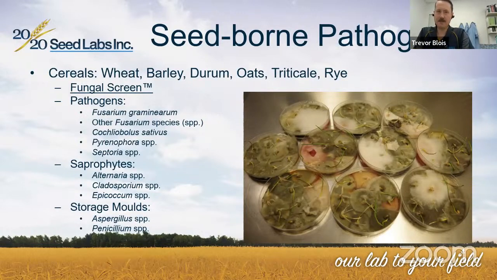With storage molds, we look at Aspergillus and Penicillium, and these can be issues if you've got moisture in your storage conditions, and they can rapidly spread, and you'll see the germ just dropping off as well in those cases. But they also produce harmful toxins. So if we detect higher amounts of these, then that's a big issue as well. But usually they're present at low amounts.